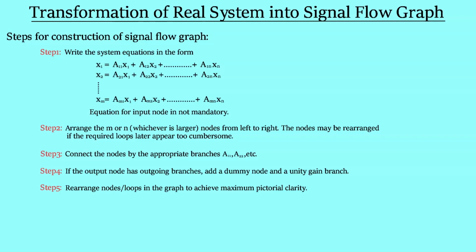This point we have already discussed in the previous lecture, where it was advice for you that if the output node has any outgoing branches, then try to add a dummy node, and by doing that, the chances of committing mistakes become significantly less. Again, observe the signal flow graph carefully, and if there is a need to rearrange the nodes or loops in the graph, you should do so to achieve maximum pictorial clarity.